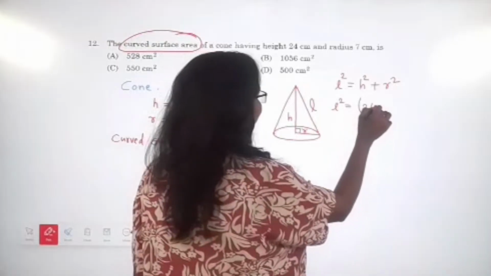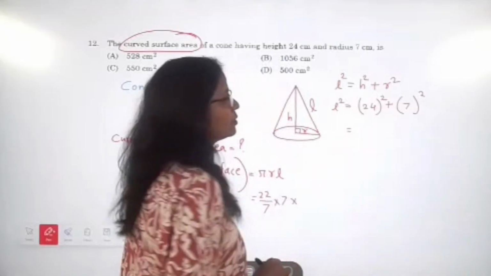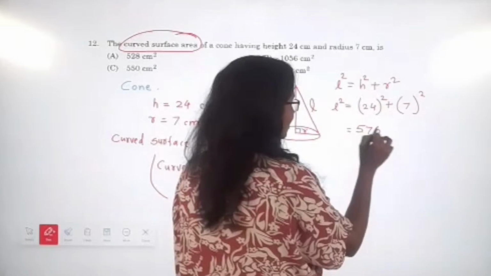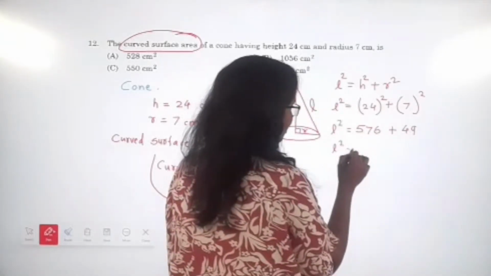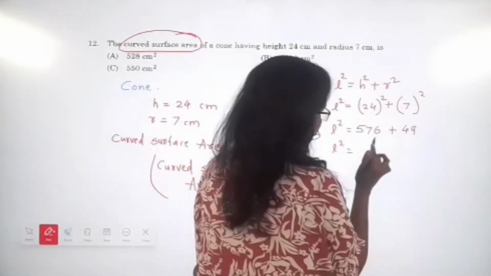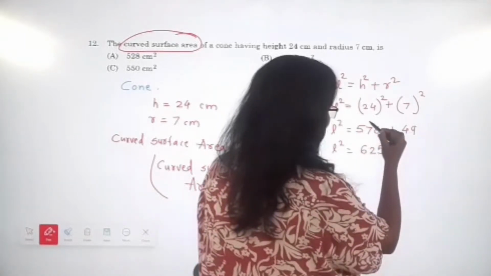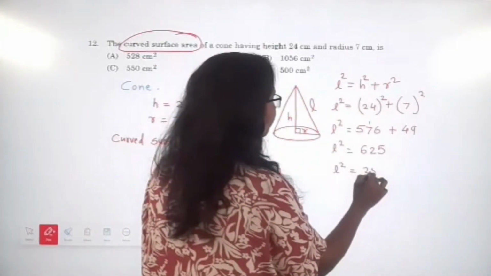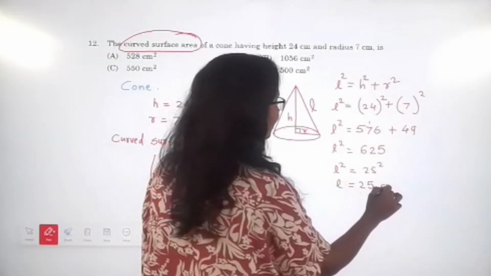So now L square is equal to square of 24 plus square of 7. The square of 24 is 576, plus the square of 7, that is 49. So 576 plus 49 is 625. And L square is equal to square of 25. Taking square root on both the sides, we get L is equal to 25 centimeter.